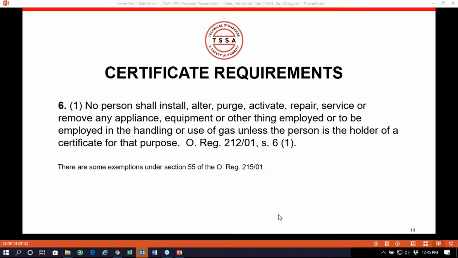And then the final one, which is a fairly new one, is the assembly of a consumer product in a retail outlet. So this is the big box stores, or any store for that matter, that offers barbecue assembly service, for example. So you buy a barbecue at one of the big box stores, and they offer to assemble that for you, provided they have shown us their training package and that their people are trained to that. They are exempt from holding a certificate for that purpose.